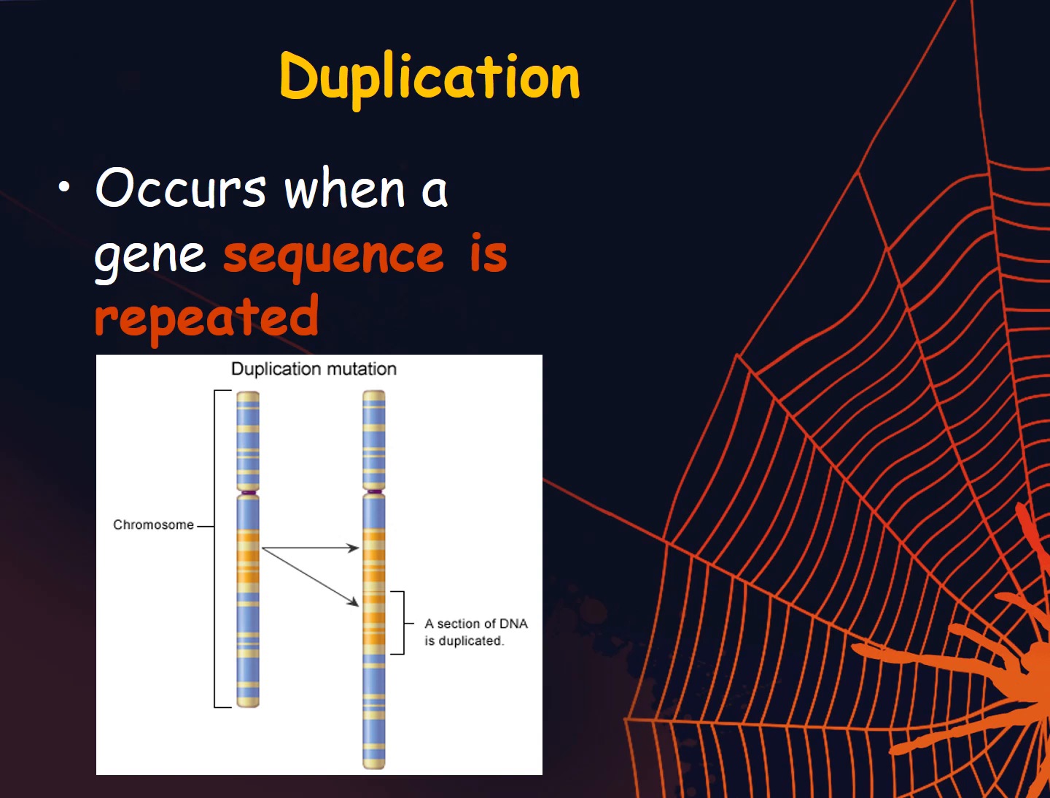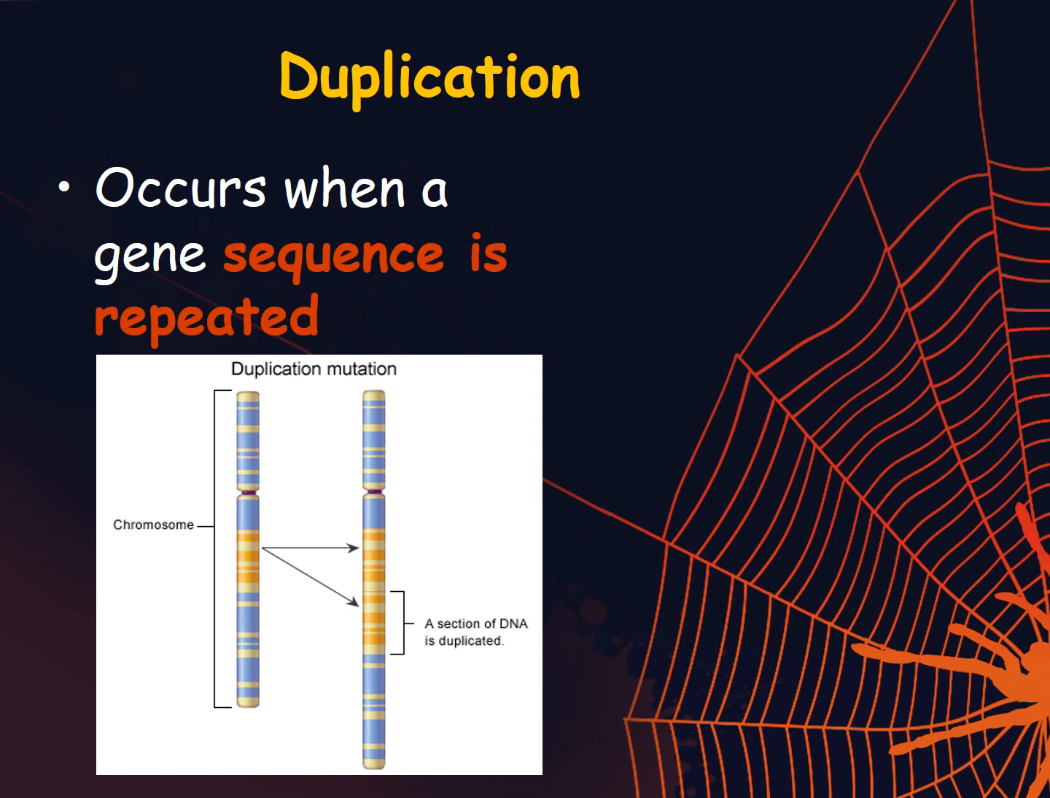Duplication occurs when the sequence is repeated. So something happens, and when it's copying that DNA, it just makes more than one copy. And sometimes you'll see 10 or 20 copies. I mean, it's crazy. Sometimes when this malfunctions, it goes for the gold and malfunctions heavily.